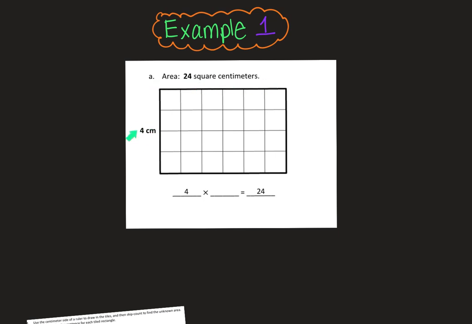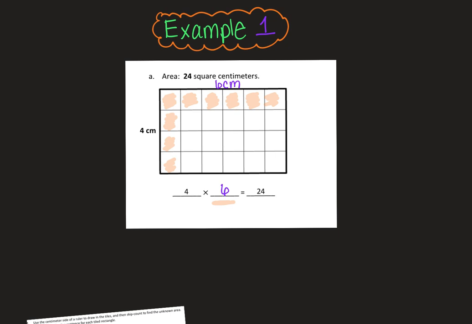And on the side here, we see there's 4 centimeters. And then it says 4 times what equals 24 for the area. So we're going to figure out what we have to find to complete our area. You can see here on the side, we have our 4 centimeters. But how many do we have up here to find this answer? So here's 1, 2, 3, 4, 5, 6. So that gives us 4 centimeters by 6 centimeters. So we can write 6 down here.